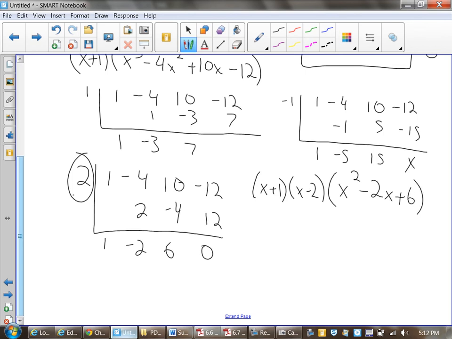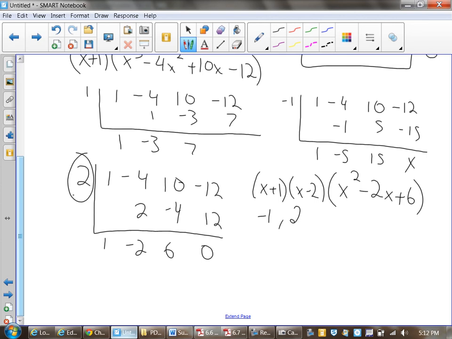Can you multiply two things together and get a positive 6 and wind up with a negative 2? Well, in this case, I can't think of anything off the top of my head, which means we're going to check to see if we have an imaginary solution. Remember, in section 6.6, they're just looking for real zeros. As of right now, we have real zeros at negative 1 and at positive 2.